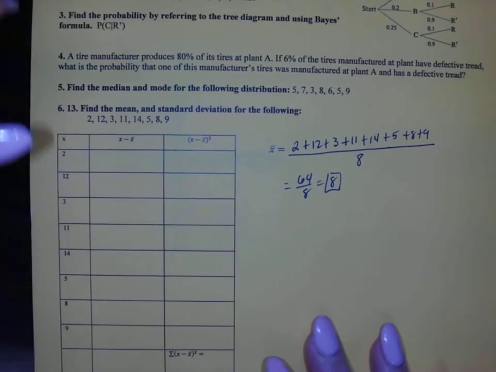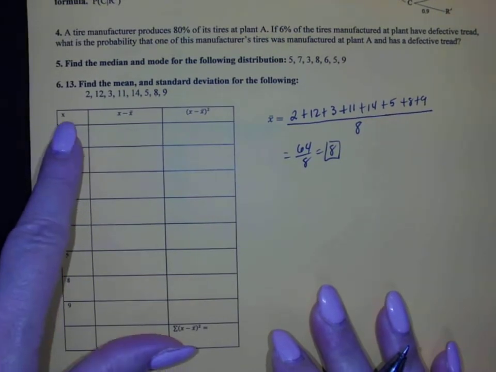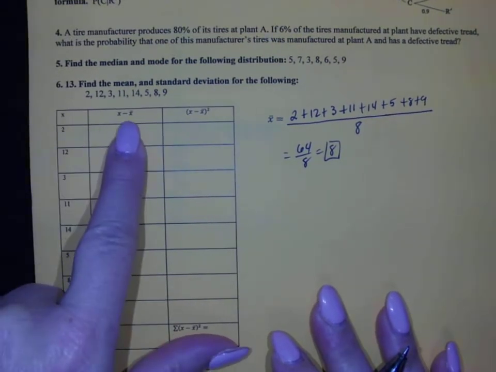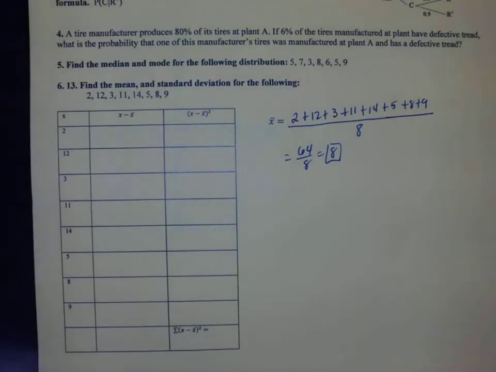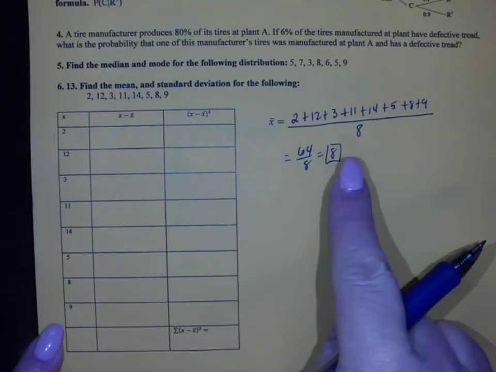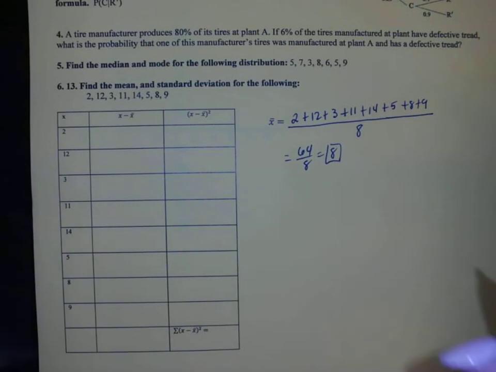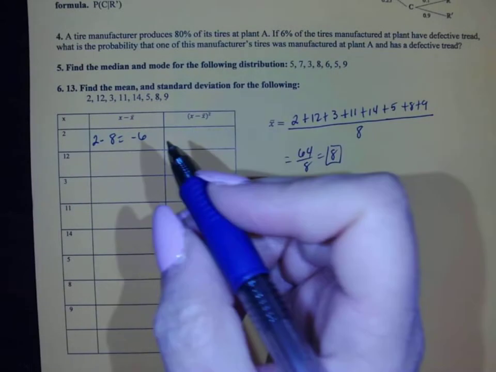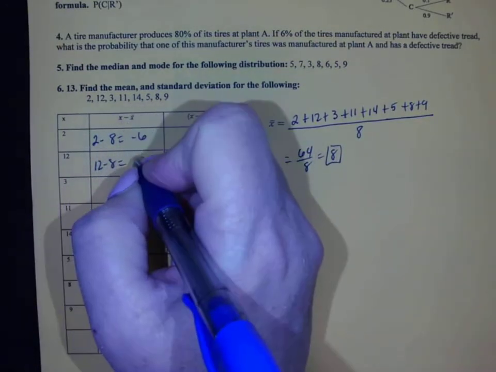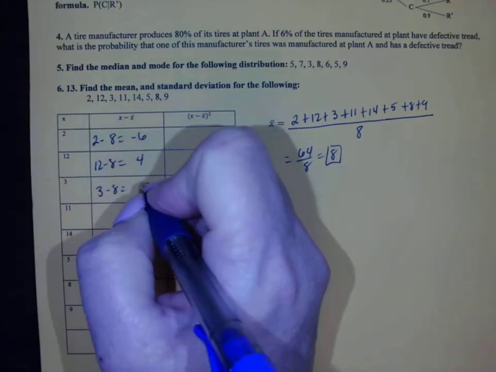This chart makes it a little bit easier to do. So we have our x minus x bar, which is x minus the mean, and then x minus x bar quantity squared. So we're finding our standard deviation using the values we've already listed and subtracting the mean from it. So this will become 2 minus 8, which equals negative 6. And 12 minus 8 will get me 4. 3 minus 8 will be negative 5.